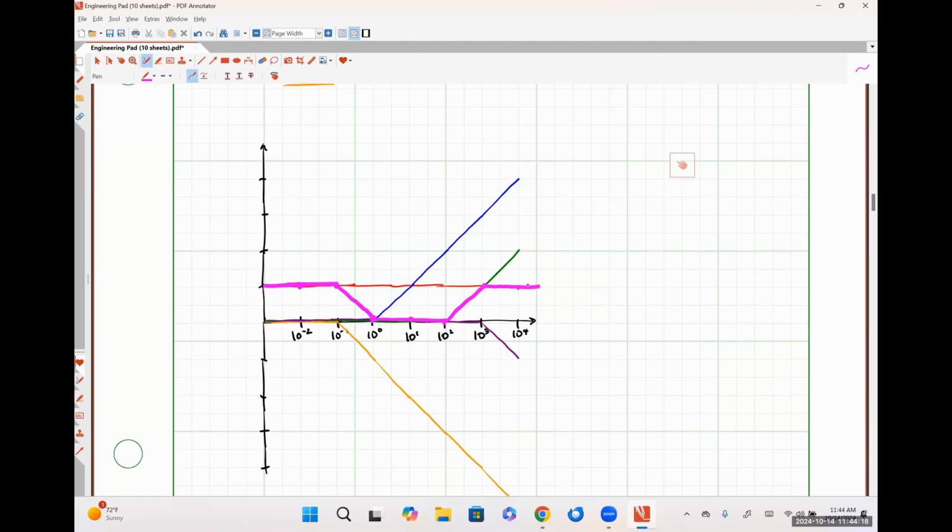So this seems to be the frequency response curve of some sort of band stop filter. You have a pass band over here, attenuation, and then a pass band over here.